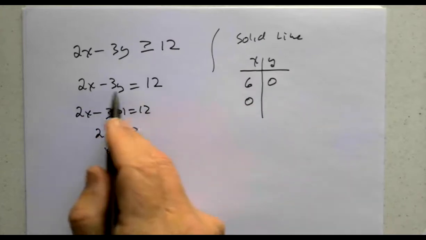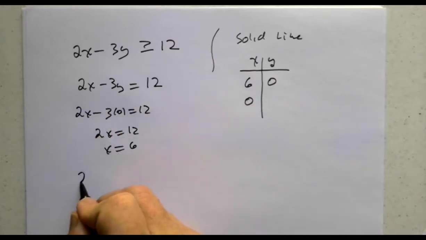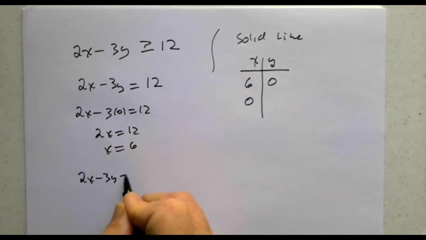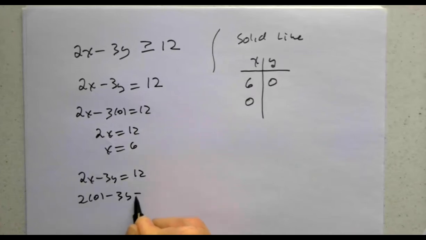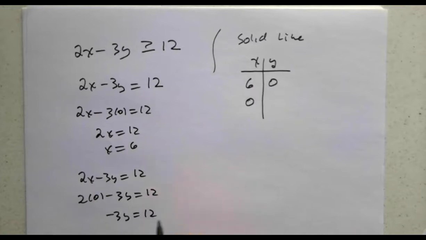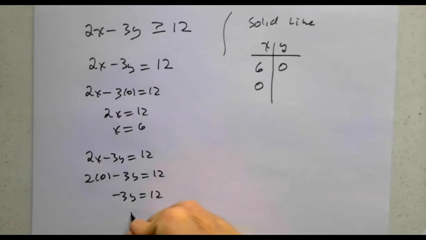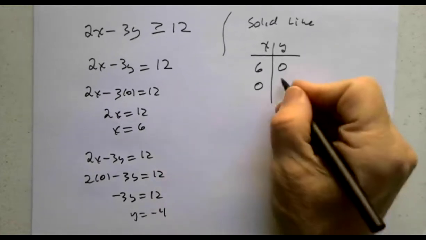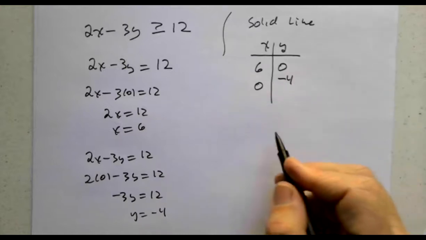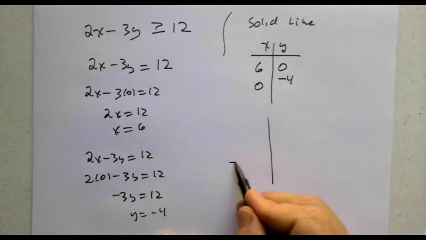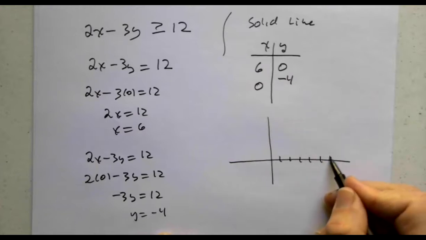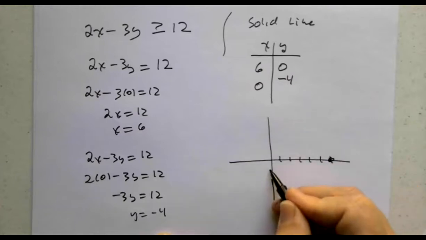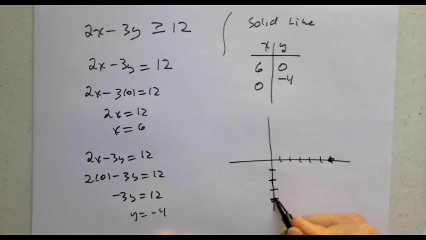If x is 0, what do I get? Again, 2x minus 3y is 12. 2 times 0 minus 3y is 12. Negative 3y is 12. Y is negative 4. So I have x is 6, y is 0, x is 0, y is negative 4. Plotting 6, 0, and 0, negative 4.